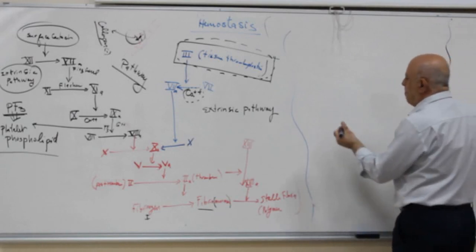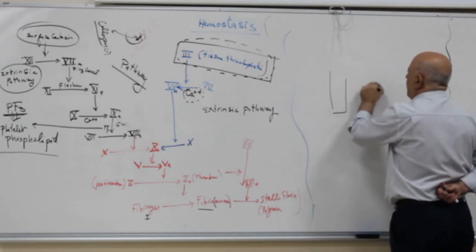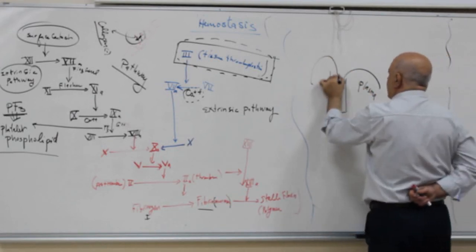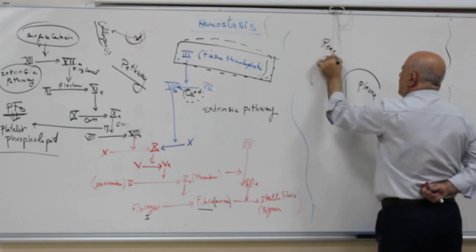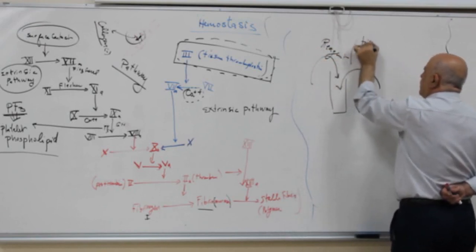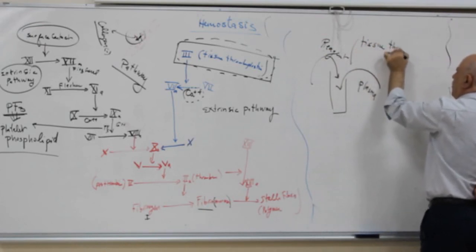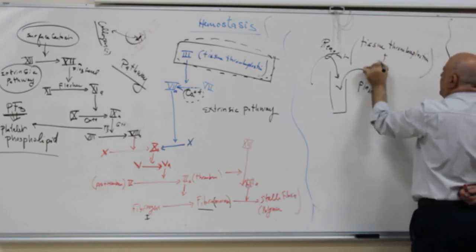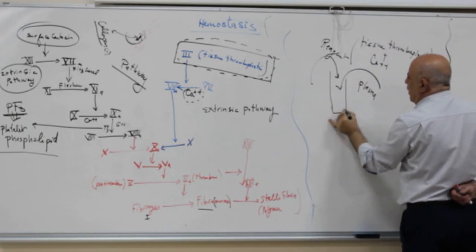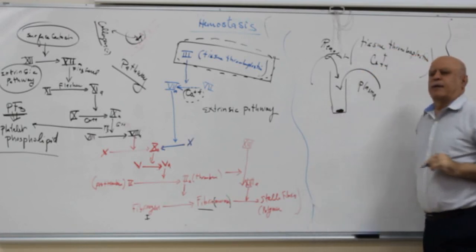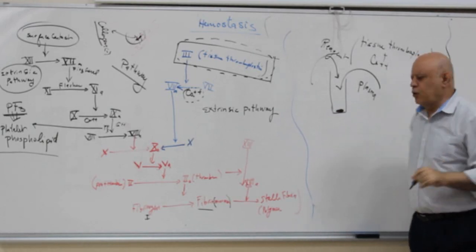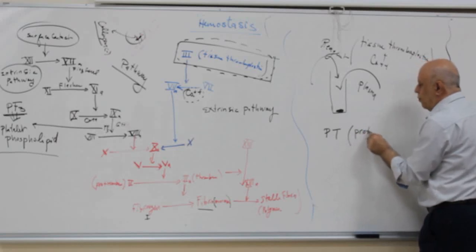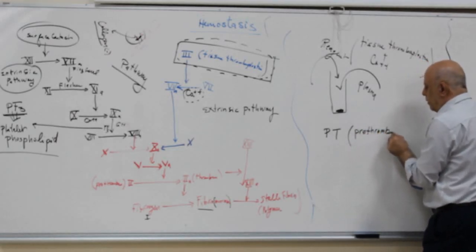If we have plasma and we add to it the reagent that includes tissue thromboplastin plus calcium, we should get a clot in a few seconds. This test is called PT, which is prothrombin time.